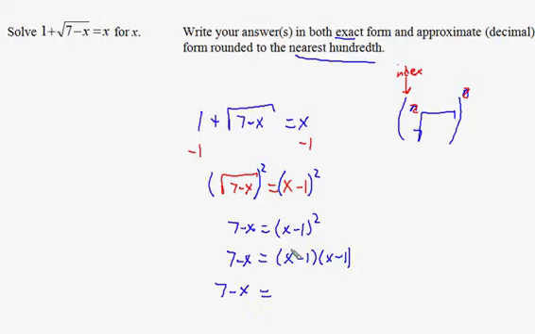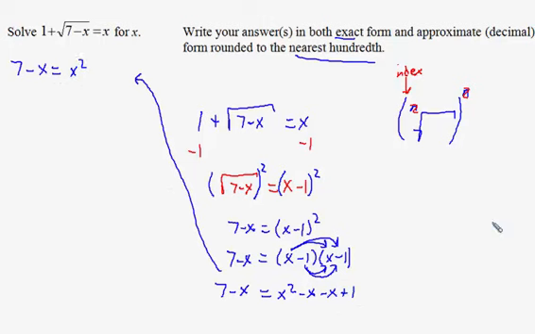If I were to FOIL this, I would have x times x is x squared. You'd have x times negative 1, which is negative x. You'd have another negative 1 times x. You'd have another minus x. And then a negative 1 times a negative 1 is a positive 1. You could combine the negative x and the negative x. That gives you minus 2x. And then you also have a plus 1 there.